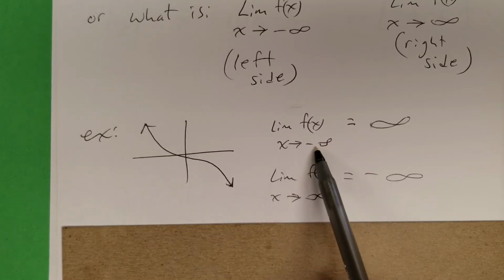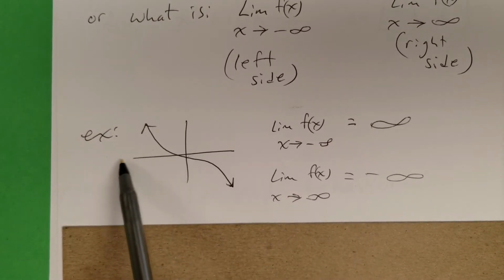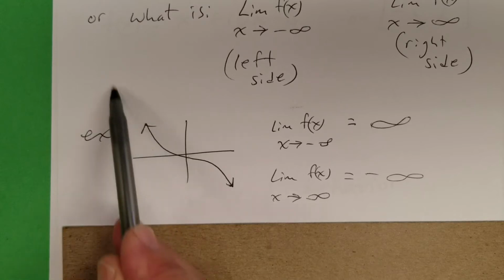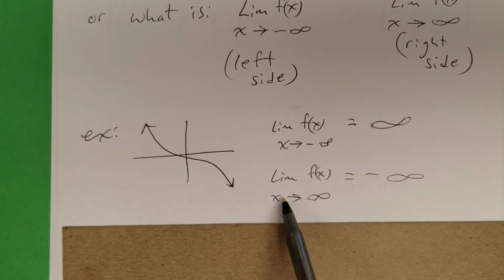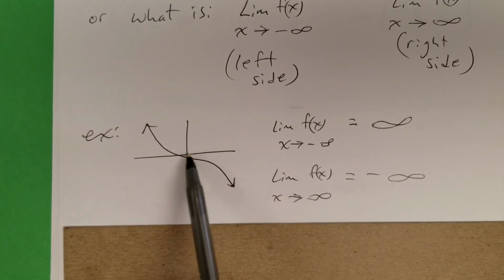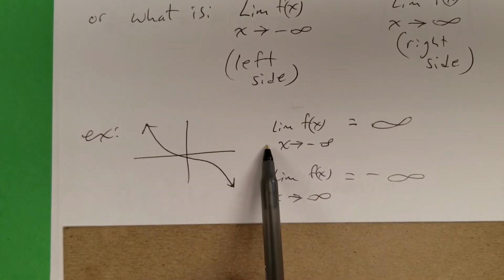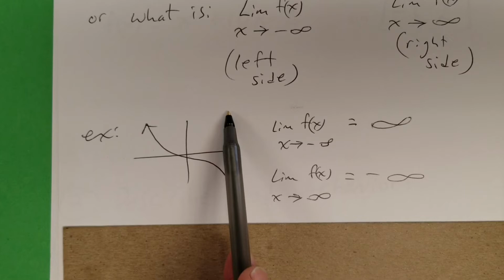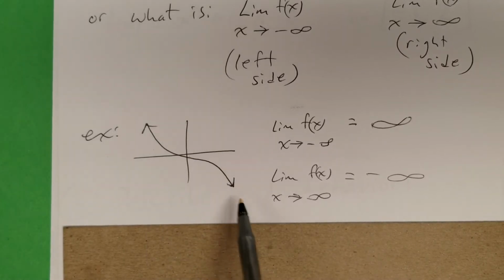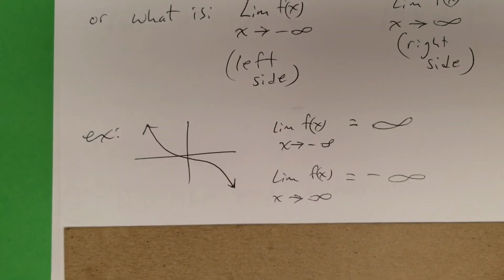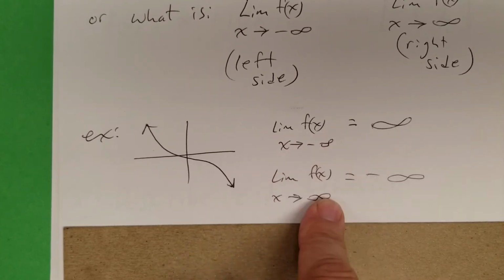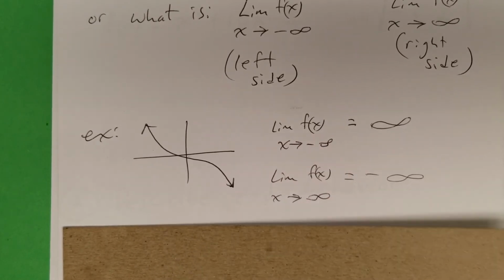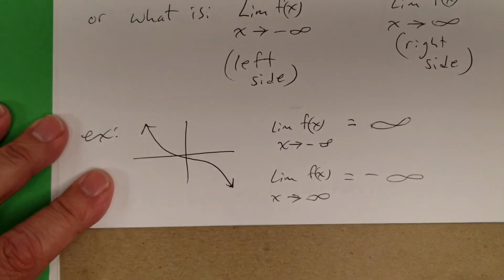As x goes to the left, the function goes up to infinity. As my x goes to the right, infinity, what does the graph do? Go back up? Positive? No, it goes down, -infinity. Okay, so this is just a way of writing what's happening as you go to infinity, as you go towards the end of the graph. Okay?